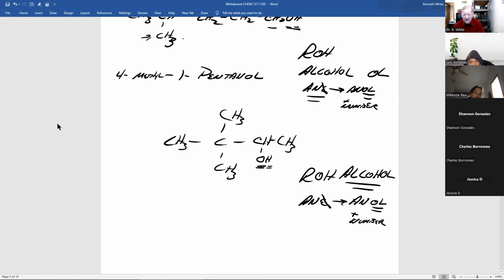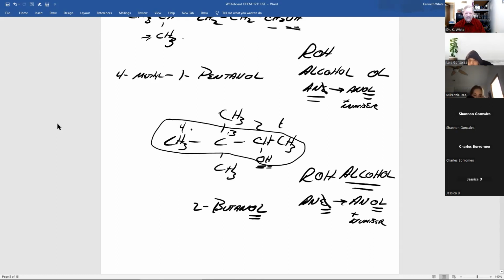And how many carbons in the longest chain? 1, 2, 3, 4, either way, it's 4. That's butane. But it's an alcohol, so I'll drop the E, add OL: butanol. And this is carbon 1, this is carbon 2, 3, 4. If I went the other way, that carbon with the hydroxyl group would be 3. No, you give it the lowest number. So it's 2-butanol. As soon as I say that, that's spoken for.